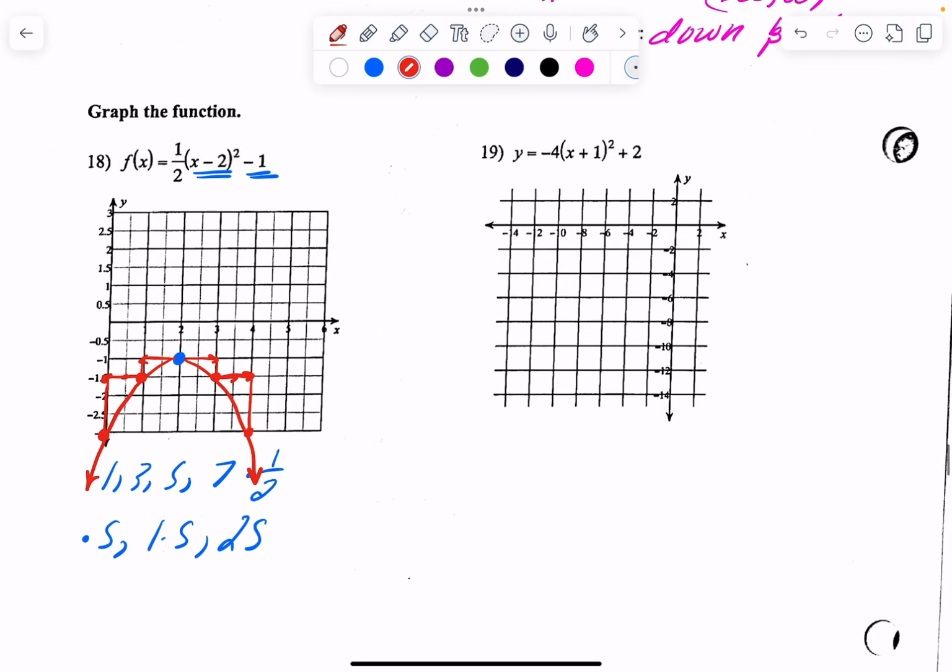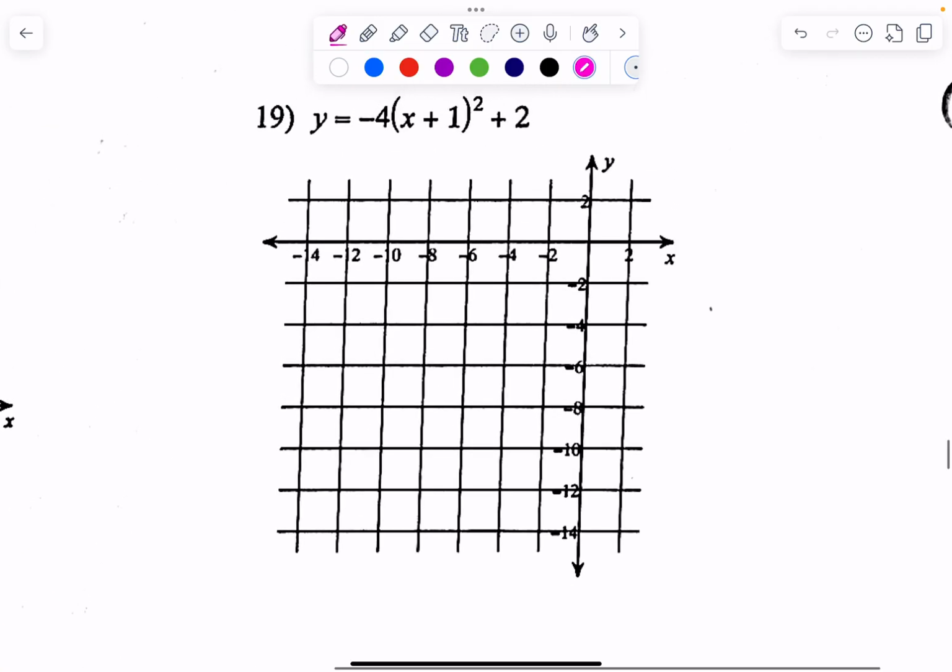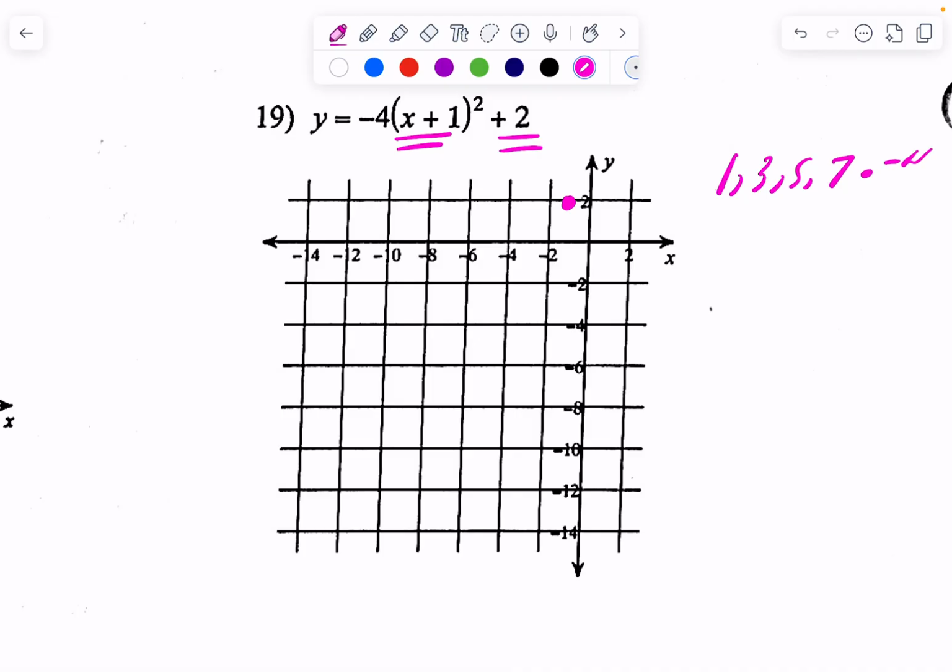I'm done. So graphing this one, we would say that it's shifted left 1 up 2. So from 0, 0, left 1 up 2. This is like an in-between type thing. I hate when the graphs aren't just normal graphs. 1, 3, 5, 7 times -4 be -4, -12, -20, -28. We're not going to go that many.